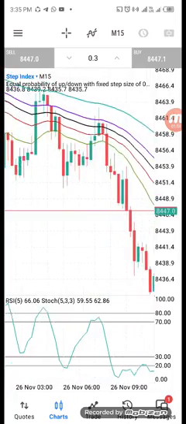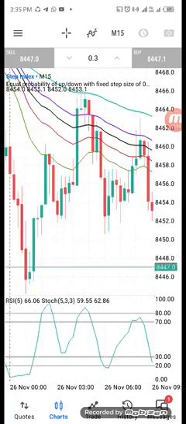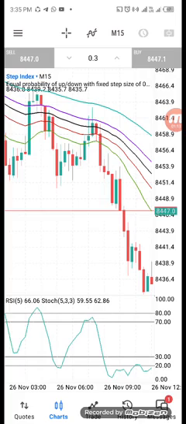So if you want to use this system, you can use it on 5 minutes. The minimum time frame you can use the system on is 5 minutes and 15 minutes. If you are using it on the 5 minutes time frame, you are going to target six candles, that is 30 minutes expiry. But if you are using it on the 15-minute time frame, you are going to target four candles, which is 1 hour.